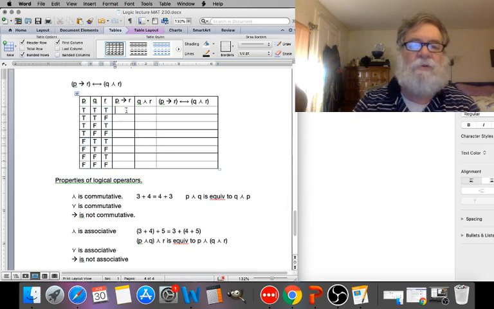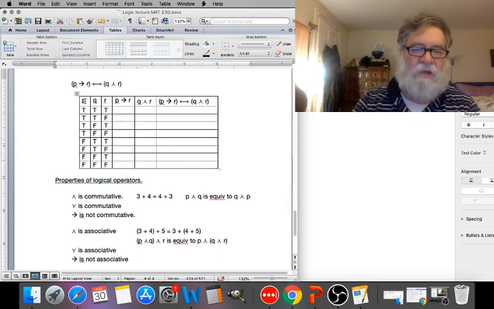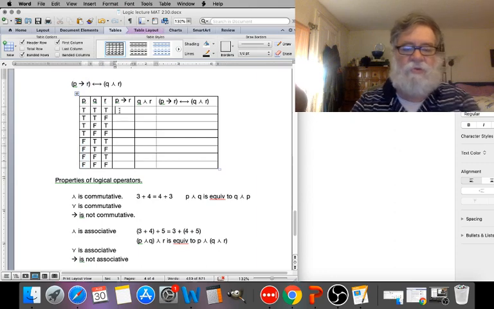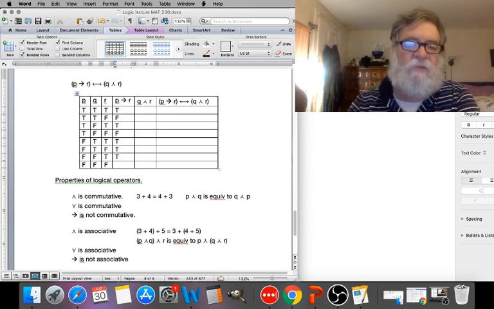In any case, now we do the same things as before. I start with P implies R. I already have a P column and I already have an R column, so I can do that here. True implies true, gives me true. True implies false, gives me false. True implies true, gives me true. True implies false, gives me false. False implies true, gives me true. False implies false, gives me true. False implies true, gives me true. And false implies false, gives me true.